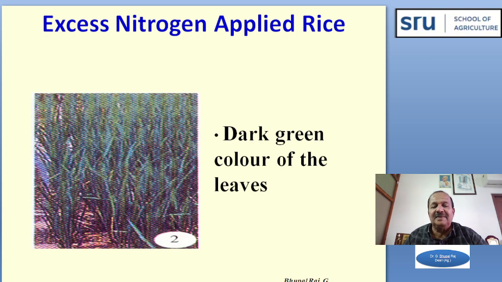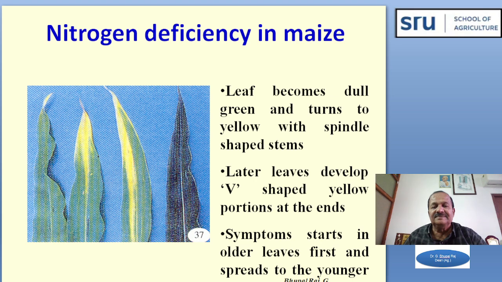Here you can see the paddy plant which has very dark green leaves. This is mainly due to the excess application of nitrogen fertilizers. One by one, we'll see how nitrogen deficiency looks in crops. Here this is the maize crop. Maize is an important crop which is subjected to nitrogen deficiency more. So here you see the symptoms.